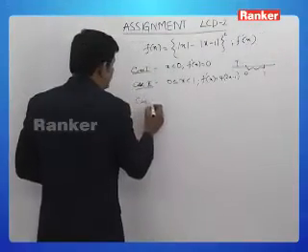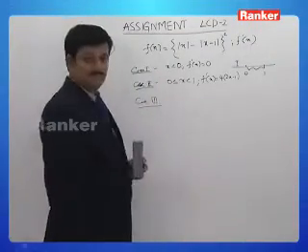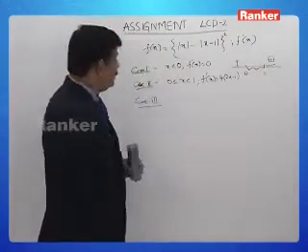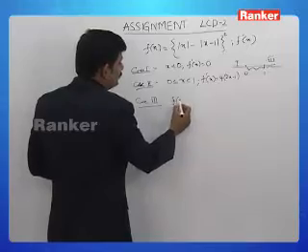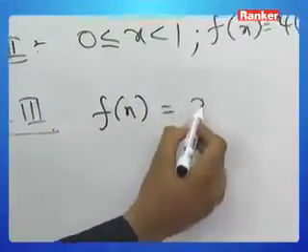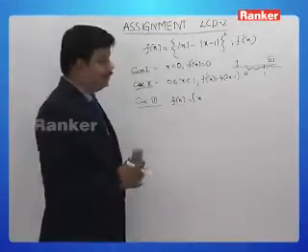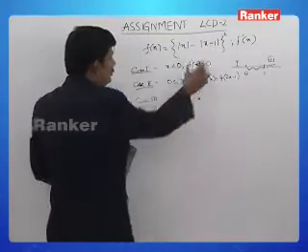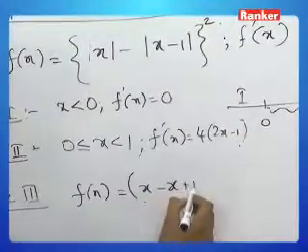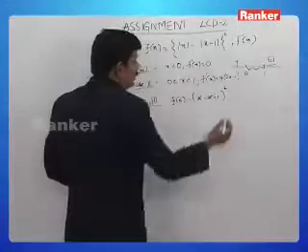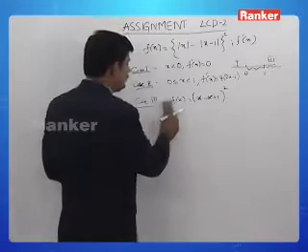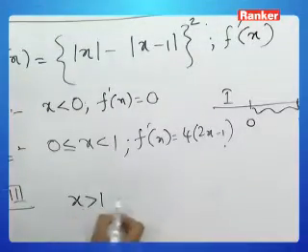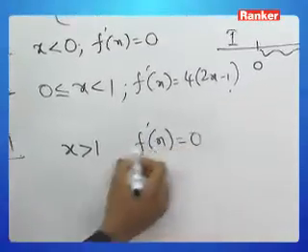Let us look at the last case, case 3, that is when x is greater than 1. When x is greater than 1, x is obviously positive, so mod x is x. x is greater than 1, so x minus 1 is also positive. So mod x minus 1 is x minus 1. x and x get cancelled. We have 1 square, f of x is 1, f of x is a constant function, so f dash x is 0. So whenever x is greater than 1, f dash x is again 0.